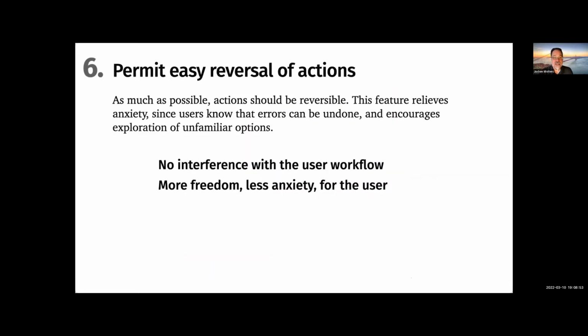Next rule, permit easy reversal of action. So one thing is to tell the user that they might have made a mistake or that they have to fix a certain thing, or to prevent errors. But there's another aspect: when you start exploring a new application, it really helps if the user knows I can take a step back, I can interact with the system, I can undo what I did, because that gives them more freedom and reduces anxiety for them to just freely explore and see what an application has to offer.